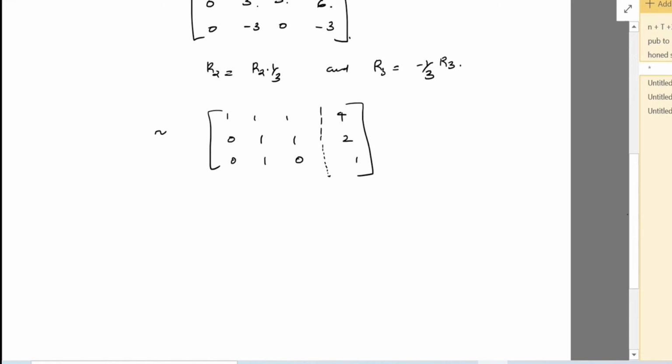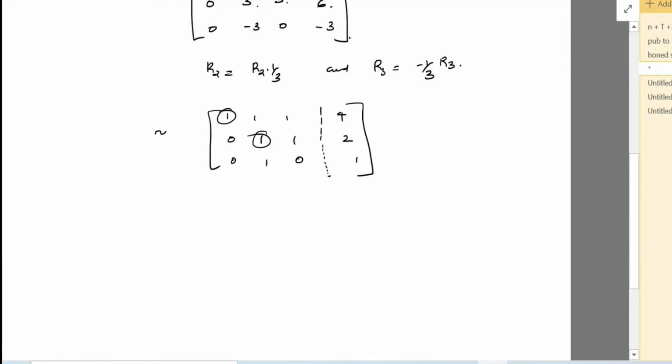Now what? Is it in echelon form? No, sir, it is not in echelon form. You look at the leading coefficients. The first leading coefficient is 1. The second leading coefficient is 1. The second and third leading coefficient come in the same column. So it is not in echelon form.